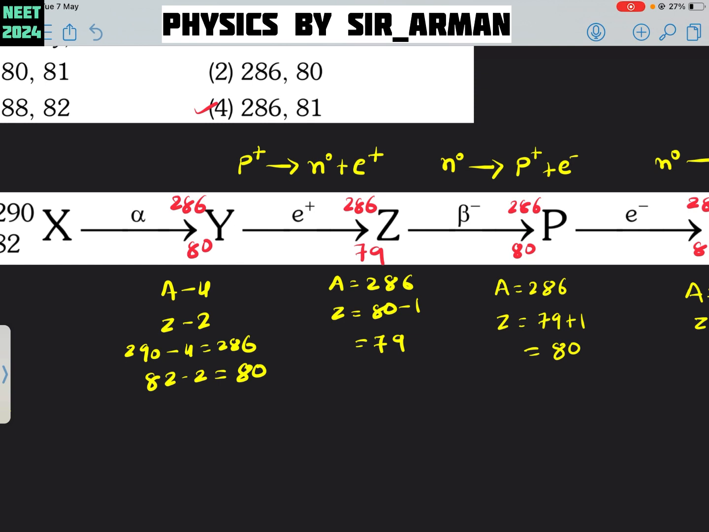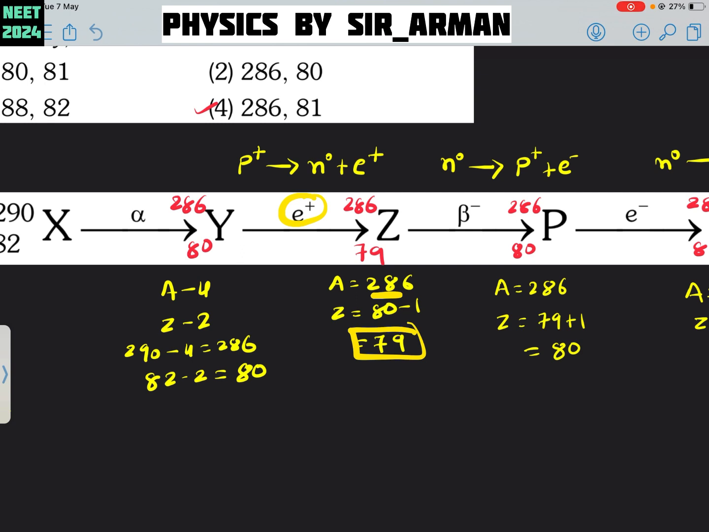Now in the second process, a positron is coming out. Whenever a positron comes out, it means a proton decays into a neutron and a positron. The positron comes out from the nucleus, whereas the neutron resides in it. Here the number of protons decreases and the number of neutrons increases, but the total number of protons and neutrons, that is the number of nucleons, remains the same. So it stays 286, but a proton is converted into a neutron, so the number of protons decreases by 1. The new atomic number will be 79.